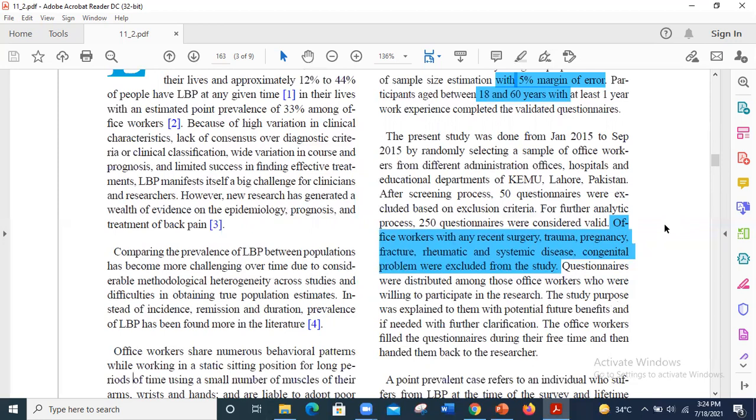They said that the people having these problems will be excluded from our research. Okay, this is inclusion and exclusion criteria.